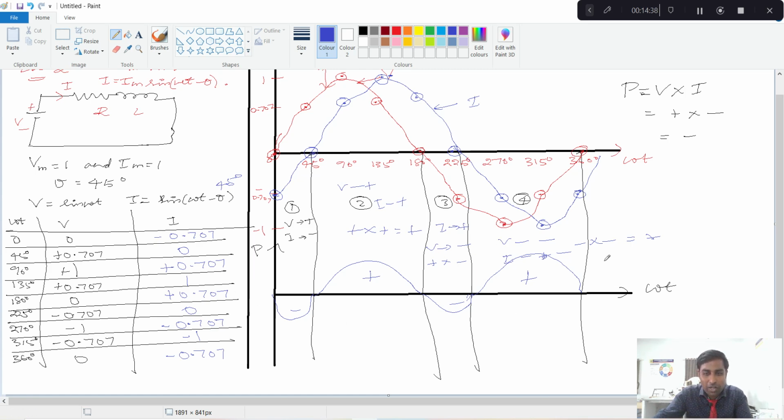So if I consolidate this, I can easily say that in this circuit, power is flowing from source to load as well as load to source. And I have to find which power is flowing from source to load and which power is flowing from load to source.